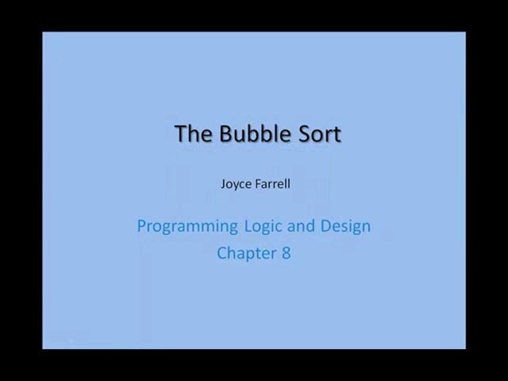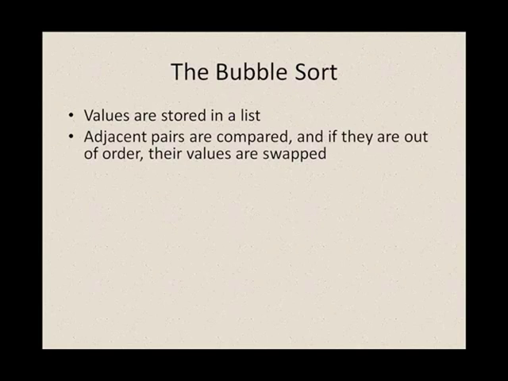Let's walk through a bubble sort. A bubble sort is a way to place data in some order. Values are stored in a list, and if any pair of values in the list is out of order, you switch their positions. You swap their values.